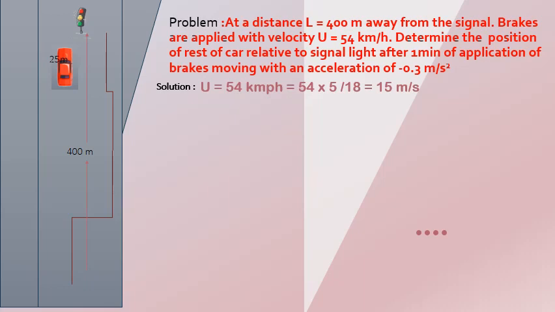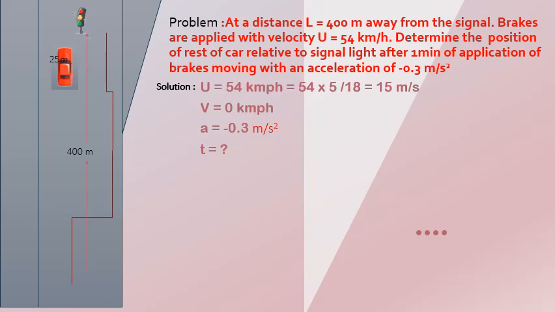Now that is the initial speed. Why? Because all the quantities should be in the same units. One should not be in kilometer per hour and another in meter per second. We have to convert all into the same, because acceleration is in meter per second square. So here after applying the brakes, the car is going to come to rest. That means the final velocity is 0. Good. Next, acceleration, or negative acceleration because of applying the brakes, that is minus 0.3 meter per second square.